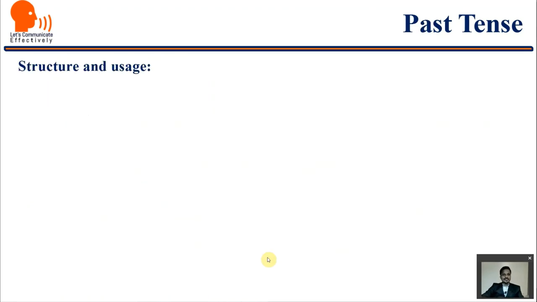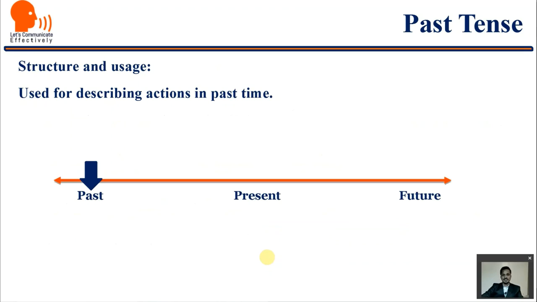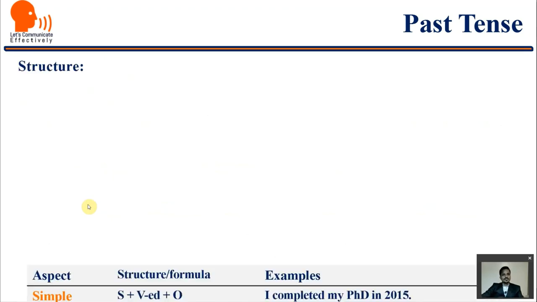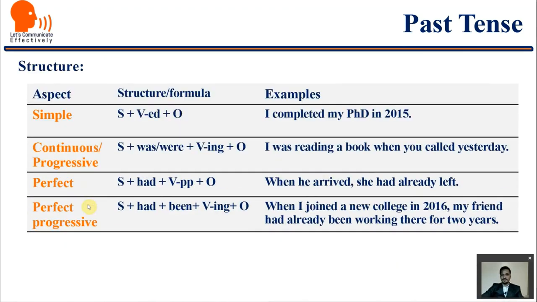Let us move to past tense structure and uses. So past tense is used for describing actions in past time. This is the representation, present, future, and it is now past, back. Structure, same like present tense, we will see the structure of past also. So simple, these are the aspects now, structure and examples. Now here just the change will be in the verbs, right? So in simple, a subject plus verb, its past form, ed form.